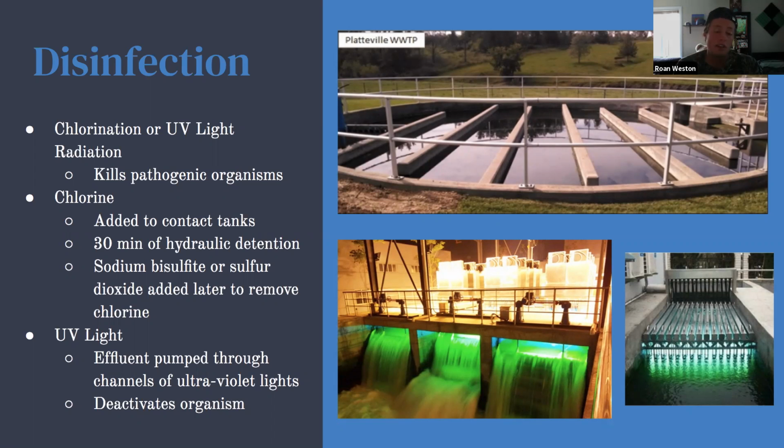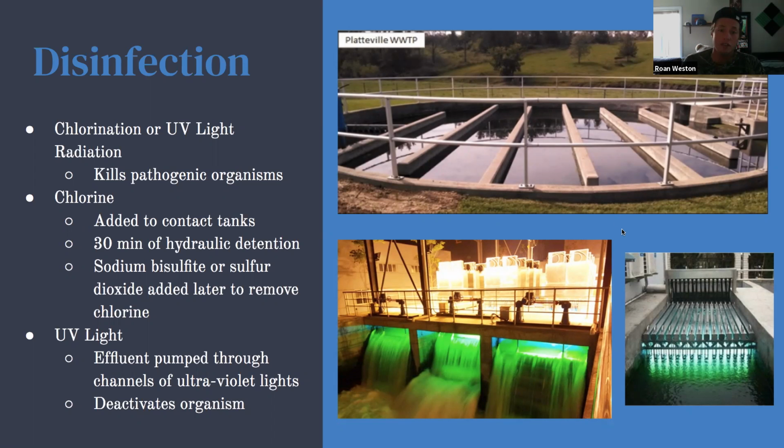This can be harmful to different aquatic environments. So an alternative is the use of UV light radiation. What you see here on the bottom of the slide are channels of ultraviolet lights, and the effluent is pumped through them and it deactivates the organisms, which effectively just kills them, and they cannot spread any pathogens to humans. It's a very effective way that doesn't use chemicals but uses a lot of energy. So they both have drawbacks and their pros.